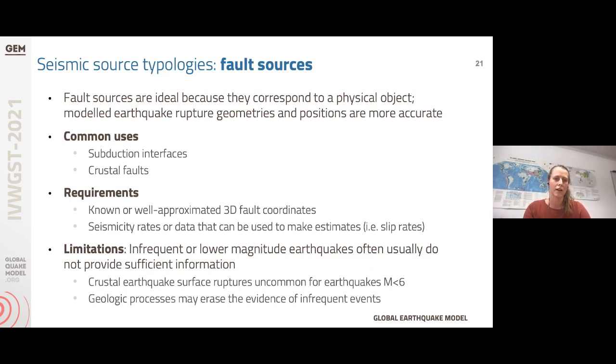So the limitations are that infrequent and lower magnitude earthquakes usually don't provide sufficient information to meet these requirements. For example, crustal earthquake surface ruptures are not very common for earthquakes of magnitudes under 6. And so, even though we know they're occurring on faults, we're not easily able to represent the fault with a surface. Additionally, when earthquakes are infrequent, there may be geologic processes or climatic processes that erase the evidence of the events before we're able to use that data.